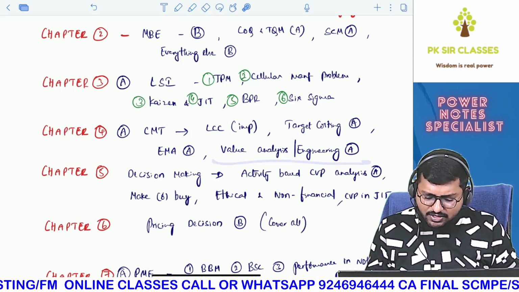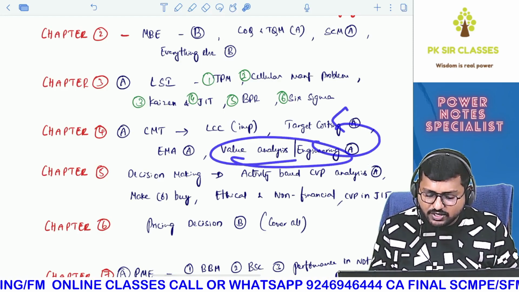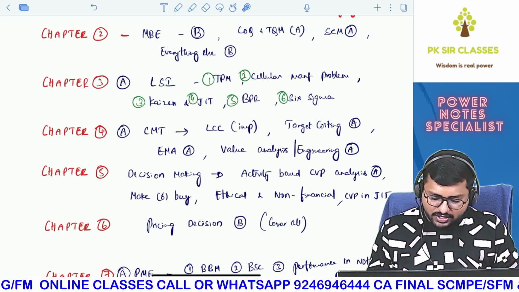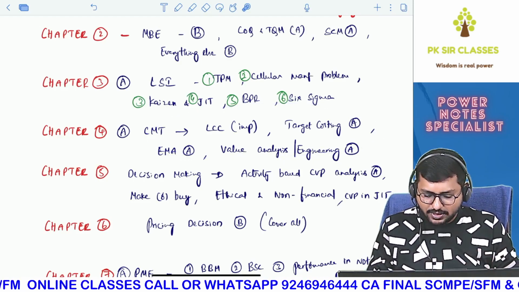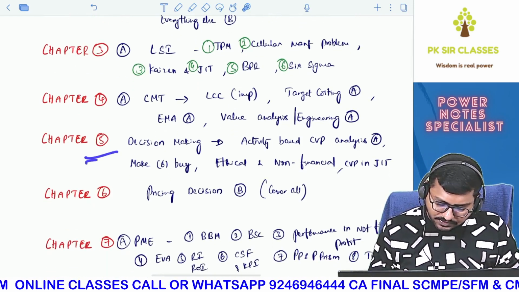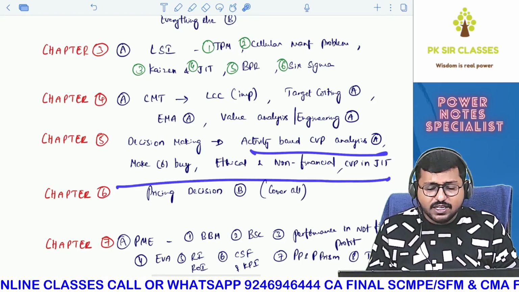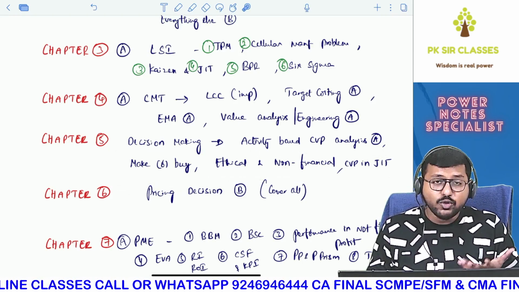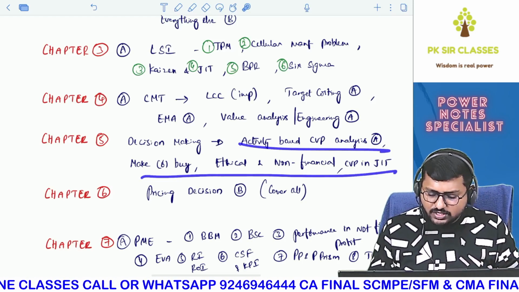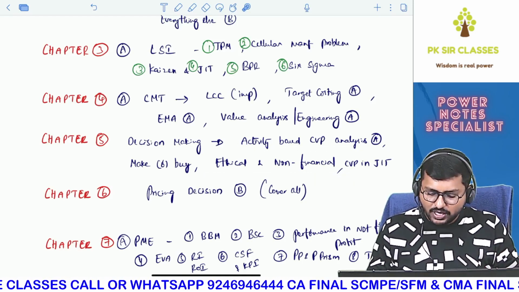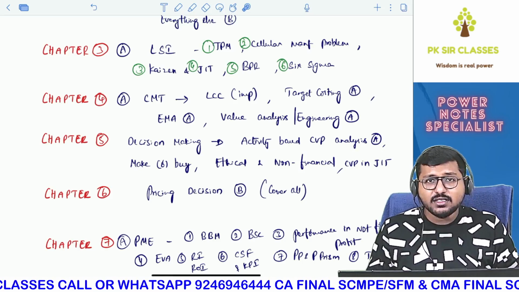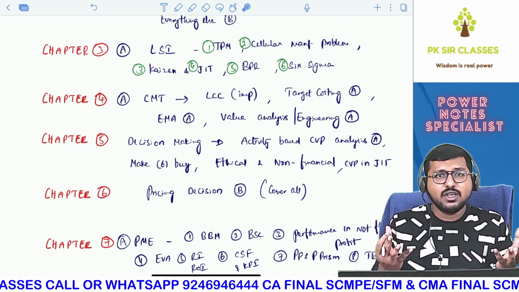Value analysis and value engineering, of course, are part and parcel of target costing only. Okay, it is important. So this whole chapter belongs to A category. Right, moving on to the fifth one, decision making. These three topics I feel are important in the entire chapter. So if you don't have time, then you can just go through these three topics and leave the rest of the chapter. Okay, one is activity based CVP analysis, means activity based costing plus decision making.